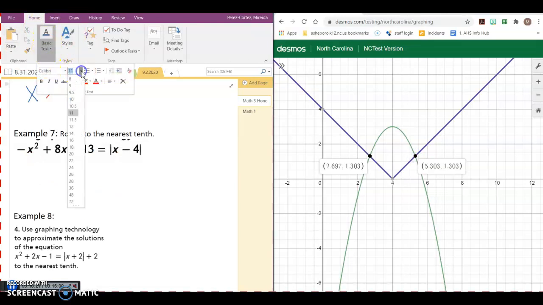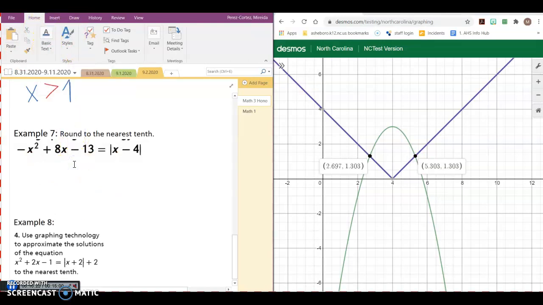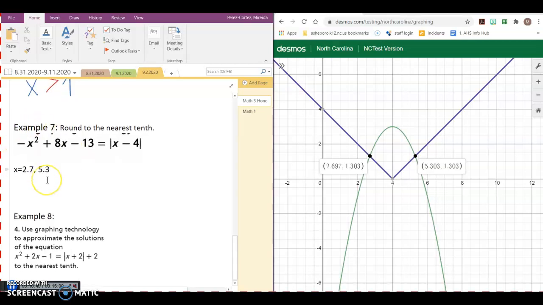Let me make my fonts bigger. X equals, says round to the nearest tenth. So that's 2.69. That 9 bumps up the 6, so that's going to give me 2.7. Let's do the next one. Round to the nearest tenth again. We got 5.3. The 0 does not bump up the 3, so therefore it's just 5.3. So that's the solution to problem number 7.